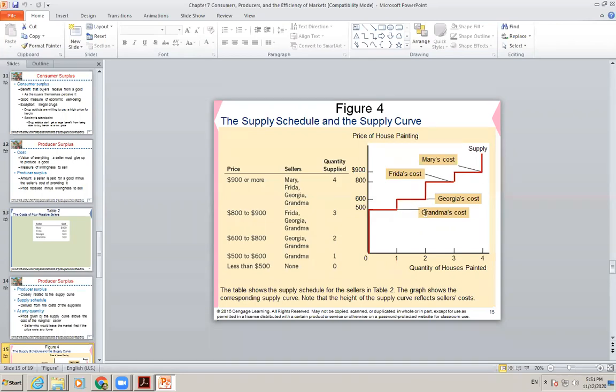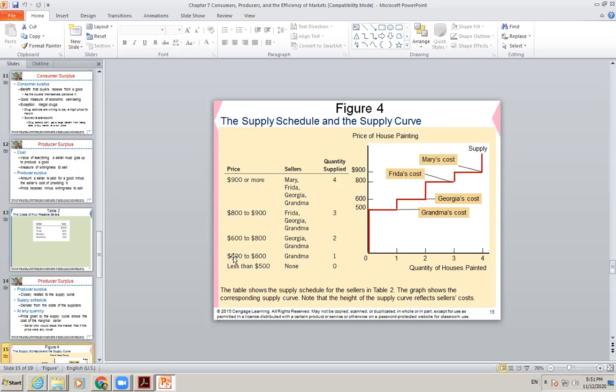But grandma can sell the product at 600, 800, and 900. However, she will not sell below 500. So at less than 500, nobody will stay in the market. They will just leave the market. I'm talking about the sellers.